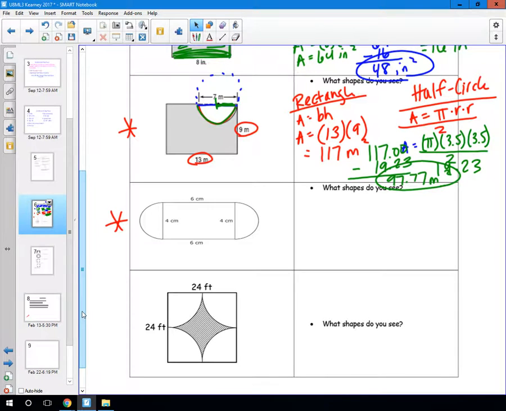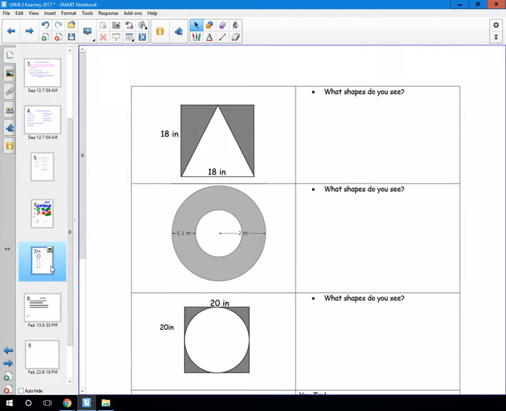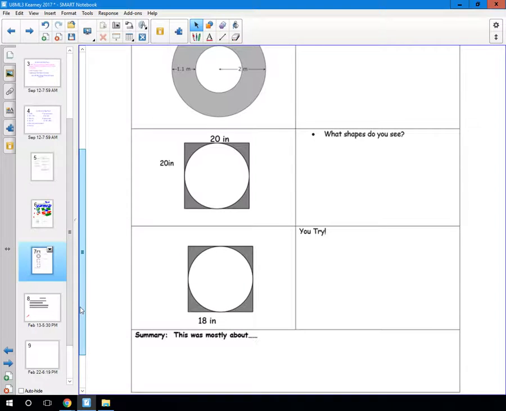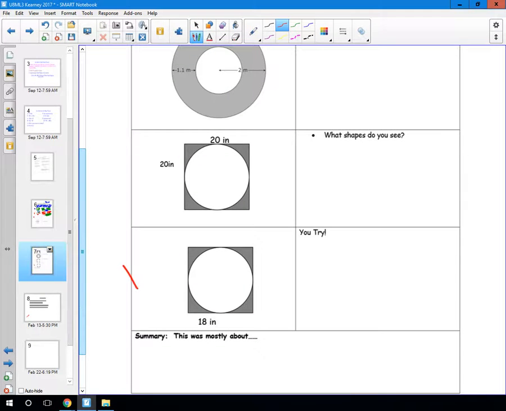Okay? What I'd like you to do is now I want you to flip to the back because I want to do one of my favorite ones with you. I want to do this last one. And ladies and gentlemen, boys and girls, this, my friends, I call it, drum roll please, a squircle. You're saying, Miss Kearney, a squircle? Well, a squircle is basically a square with a circle cut out of it, hence the name squircle.